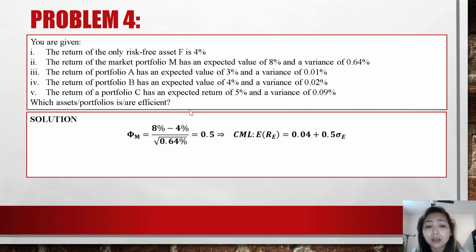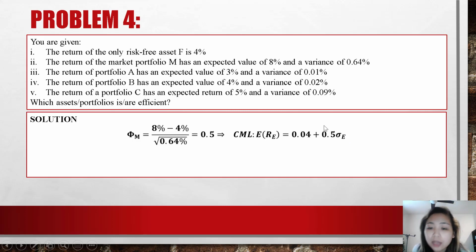Phi M here is the Sharpe ratio, and the Sharpe ratio of the market portfolio is calculated by 8% subtract 4% over the square root of 0.64%, because that is the expected return of the market portfolio subtract the risk-free asset return, over the standard deviation of the market portfolio. So here we have phi of M is 0.5, and this is the slope of the capital market line. Now the capital market line is a straight line with the slope 0.5, and it goes through the point (0, RF). So using the point-slope form, we got the expected return of the efficient portfolio is equal to RF plus phi M times sigma E.